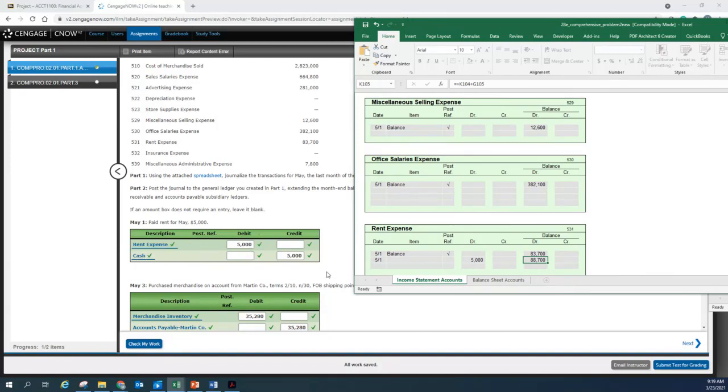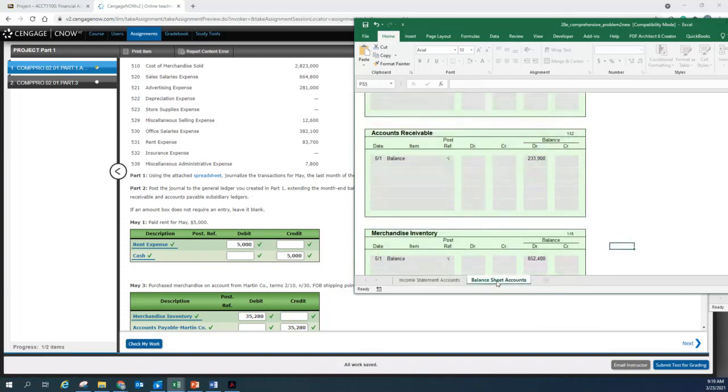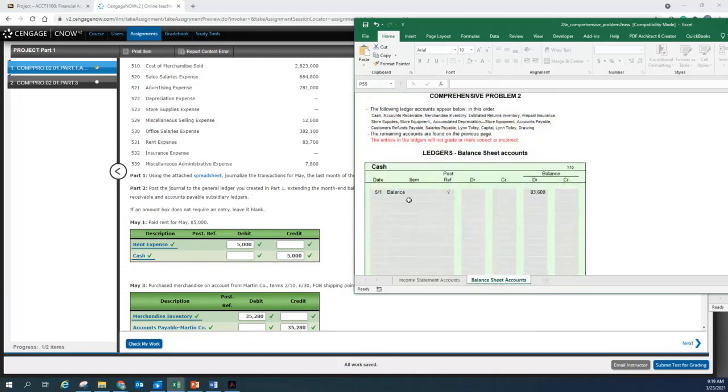And then cash, post that to the cash account in the ledger, which is a credit of 5,000, a decrease. So you have a beginning balance of 83,600 debit. Now it's decreased by 5,000 because it's a credit. So take 83,600 minus 5,000, and this is the current balance of cash.